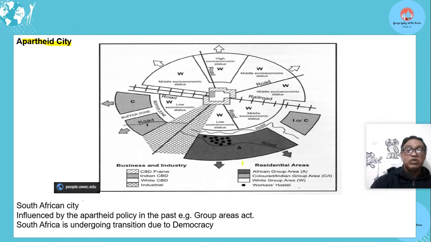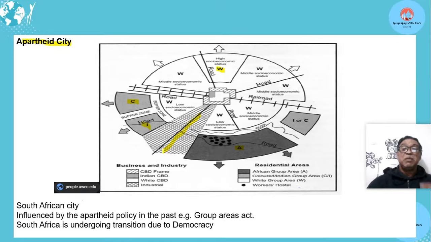And what do you notice? The big emphasis was on race. They said white. You look at colored, you look at Indian, and in that stage, black South Africans were known as African group area. So we notice this is how it was distributed along the way. And if you look at this, industrial.